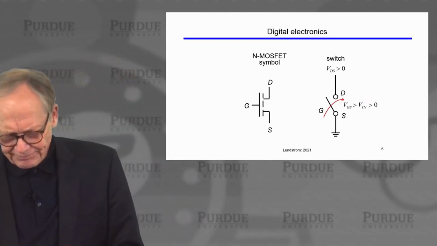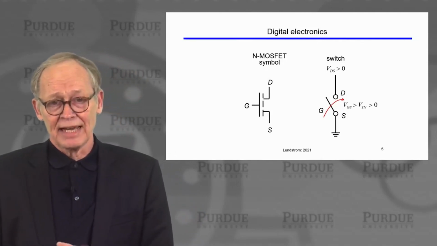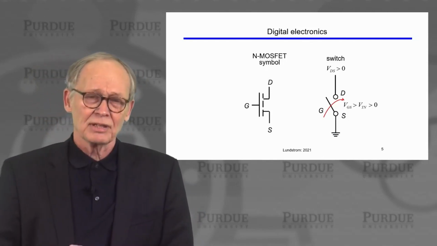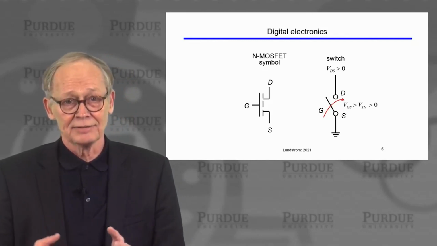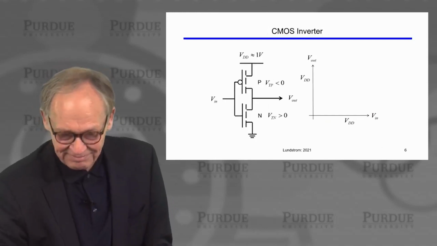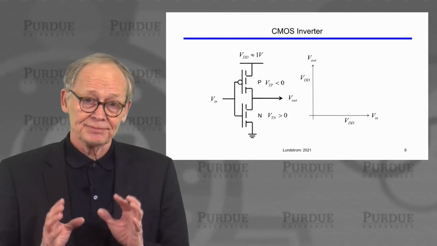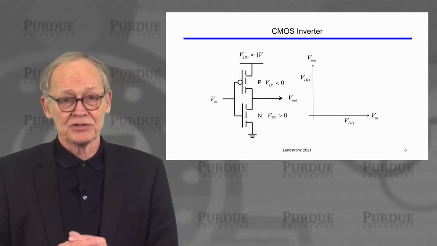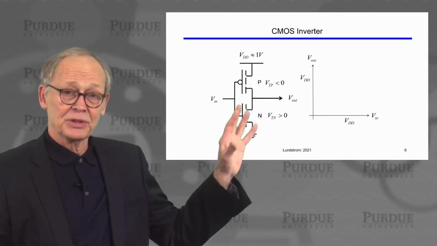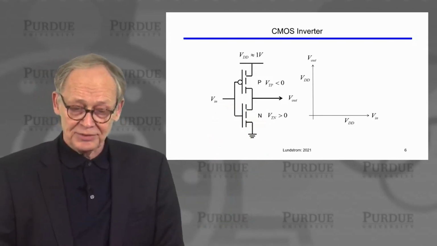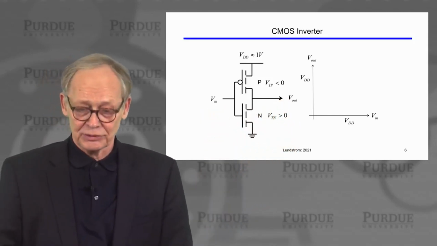Now, MOSFETs can be used in digital electronics, and they can be used in analog electronics. In digital electronics, we're basically using the MOSFET as a switch, on or off. The basic building block of a CMOS gate, or CMOS digital electronics, is the CMOS inverter. And you should be familiar with this inverter. We discussed how its output voltage varies as a function of the input voltage.